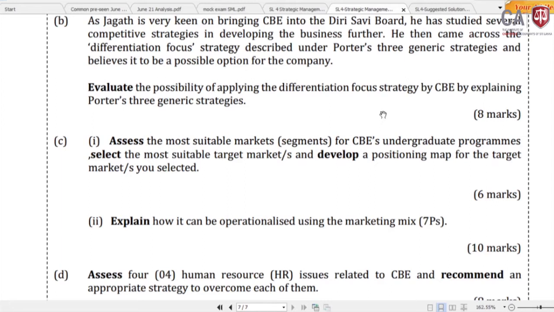Evaluate the possibility of applying differentiation focus strategy by CB by explaining Porter's three generic strategies. Now, here what is your task? Evaluate the possibility of applying the differentiation focus strategy by CB by explaining Porter's three generic strategies. Now, Jagat is suggesting differentiation focus is the best strategy, right. So, you have to tell whether it is an appropriate decision, by looking at Porter's three generic strategies. Very popular theory, Porter's generic strategies.